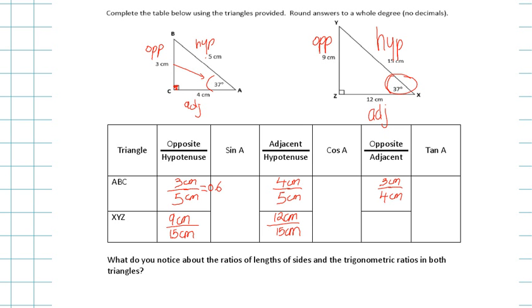Now I have to do the same thing for triangle XYZ, which is the one right here. So my opposite is 9, and my hypotenuse is 15. So if I do 9 over 15, what do I get? 0.6. Good.